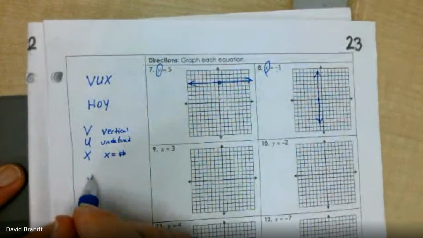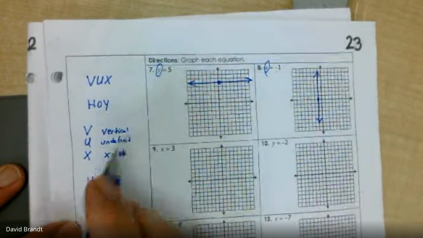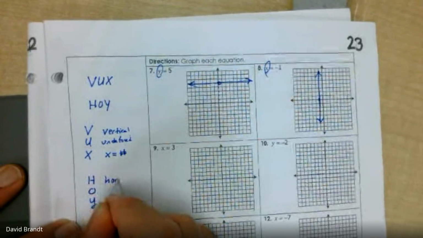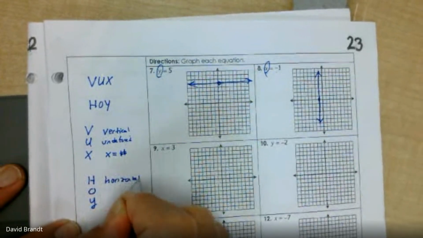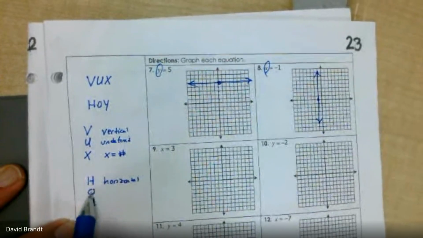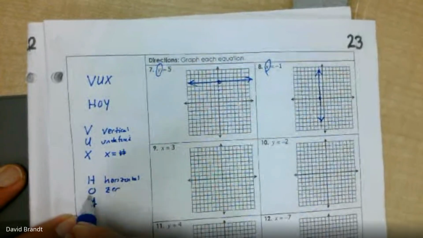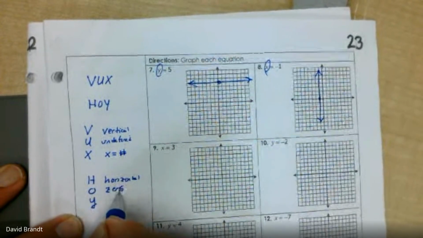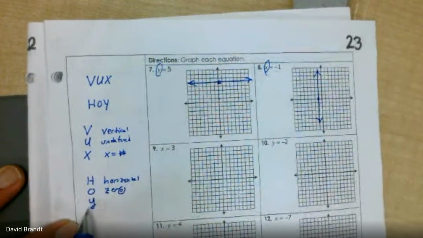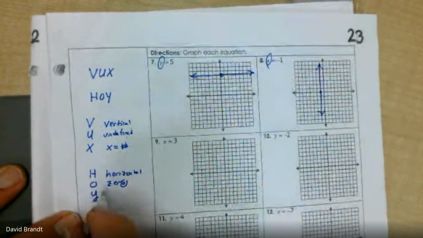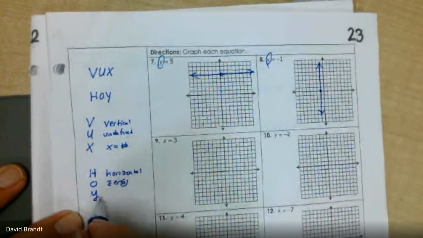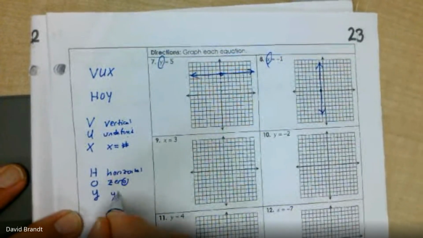All right, so H, I guess you guessed it. H stands for horizontal. And O here reminds you that the slope of a horizontal line is 0. See, that's really a 0. The slope of a horizontal line is 0. And what does the Y stand for? Well, you guessed it. If you see an equation that only has a Y in it, that's horizontal.